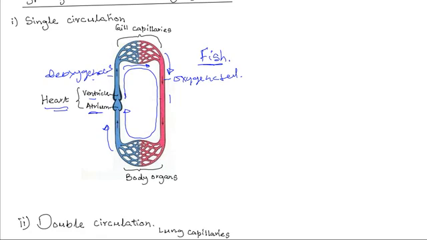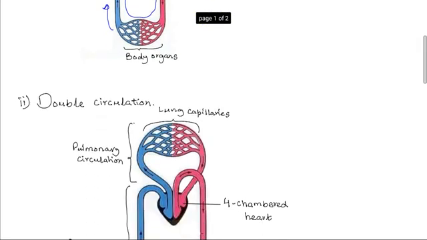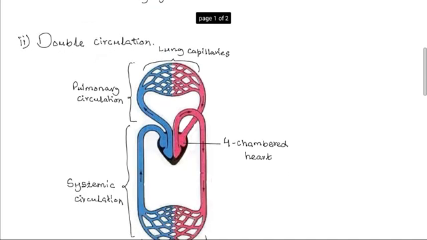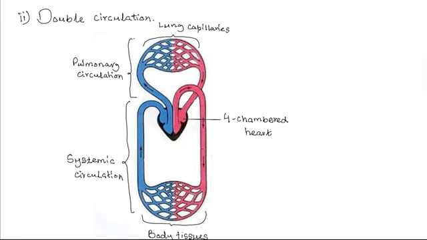Now, in other vertebrates, there is a different type of circulation known as double circulation. In double circulation, the heart is four-chambered, and the blood flows through the heart twice for every complete circulation. The heart is typically divided into two: the right side and the left side.